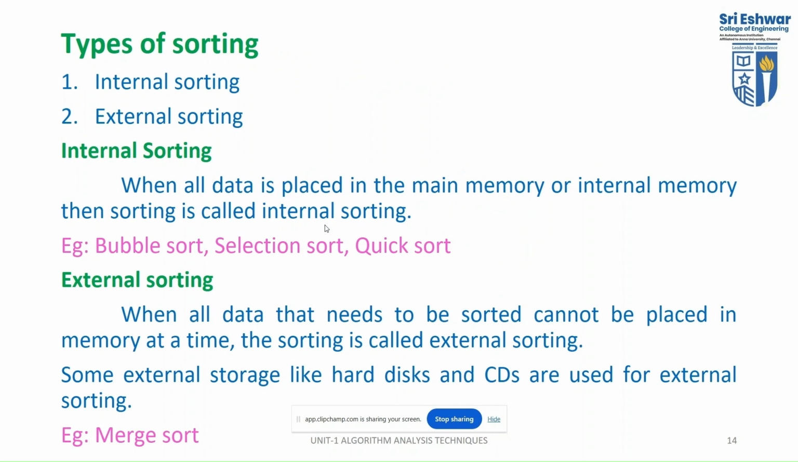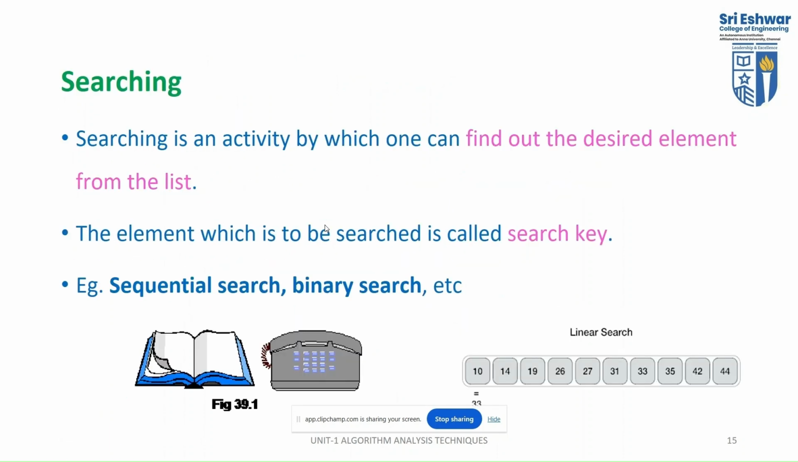There are two types of sorting: internal sorting and external sorting. Internal sorting is nothing but when all the data is placed in the main memory or internal memory, then that sorting is called internal sorting. Examples will be bubble sort, selection sort, and quick sort. External sorting, when all the data that needs to be sorted cannot be placed in memory at a time, then that sorting is called external sorting. An example for this will be merge sort.